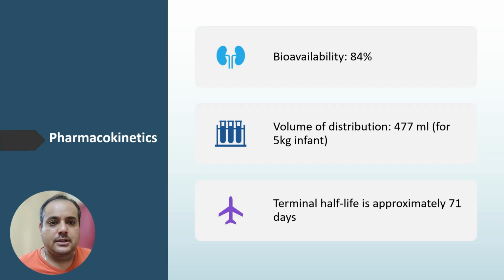Now some points about the pharmacokinetics of this drug. The bioavailability of this drug is 84%. The volume of distribution for a 5 kg infant is 477 ml. And the terminal half-life of this drug is 71 days.